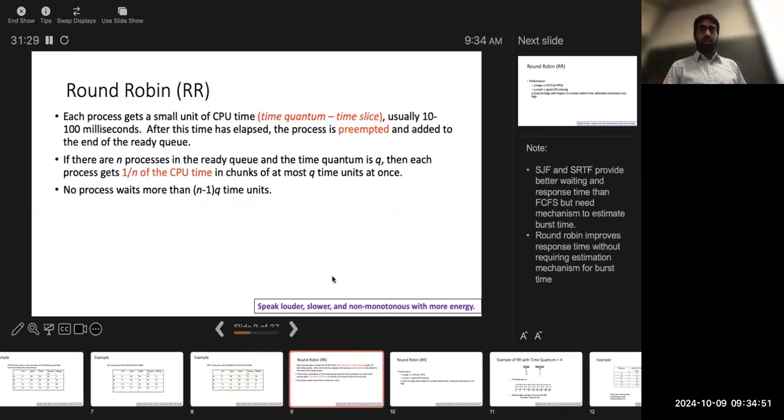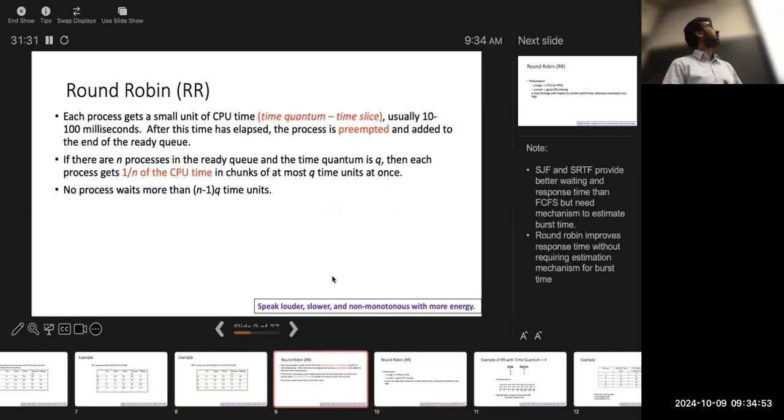Okay, so now let me read these slides. Here each process will get a small unit of CPU time, which we name as time quantum or time slice, which can be usually between 10 to 100 milliseconds. And after this time is elapsed, the process is preempted. So this algorithm is a preemptive algorithm.